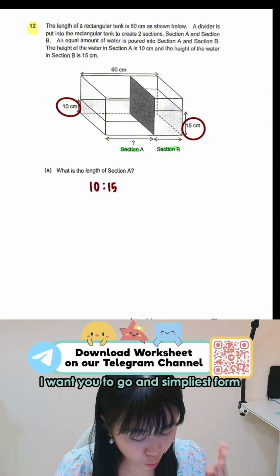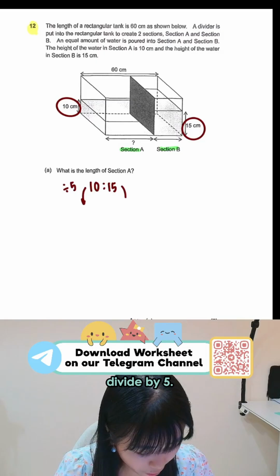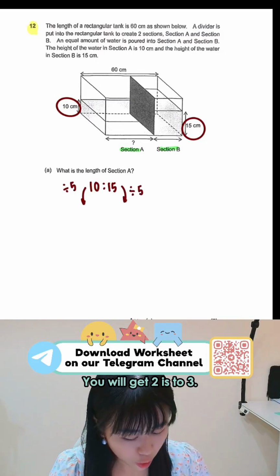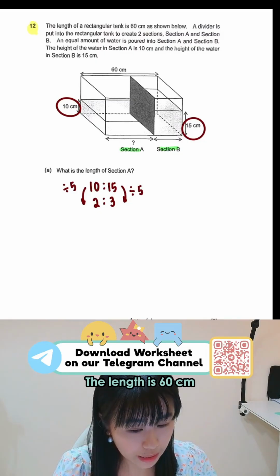I want you to go and simplest form this difference. Divide by 5. Divide by 5. Alright? You will get 2 is to 3. The length is 60 cm.